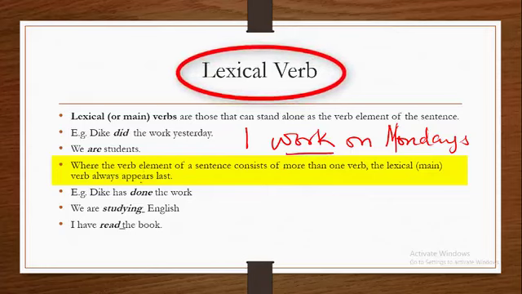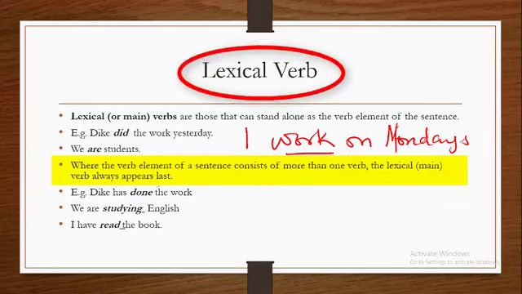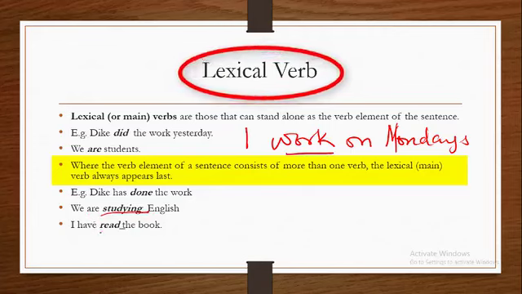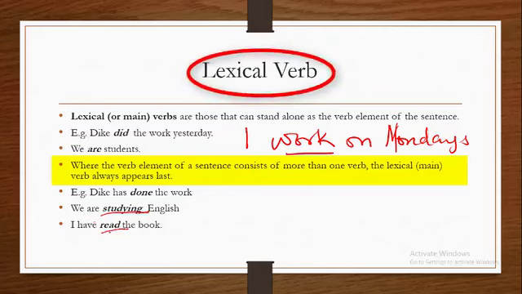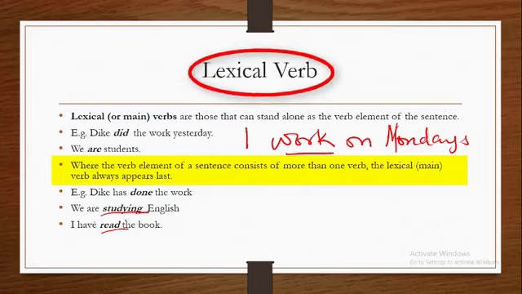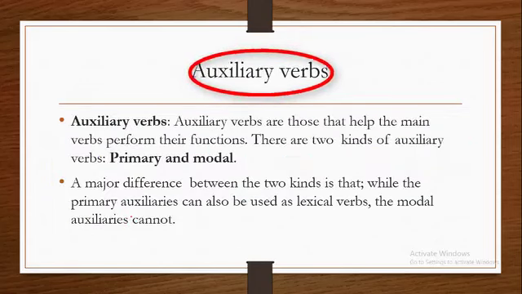For instance, "DK has done the work." Done is the main verb, while has there is the auxiliary verb. "We are studying English." So studying there is the main verb, while are there is the auxiliary verb. Then we have "I've read the book." Read here is the main verb, while have is the auxiliary verb.